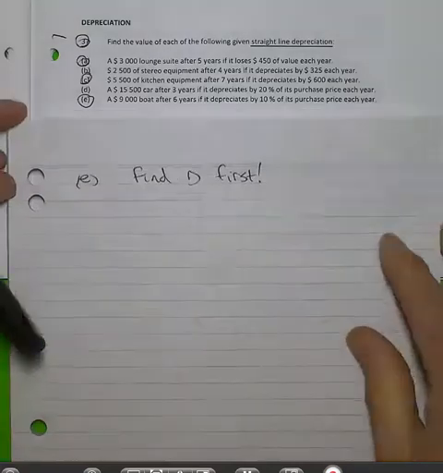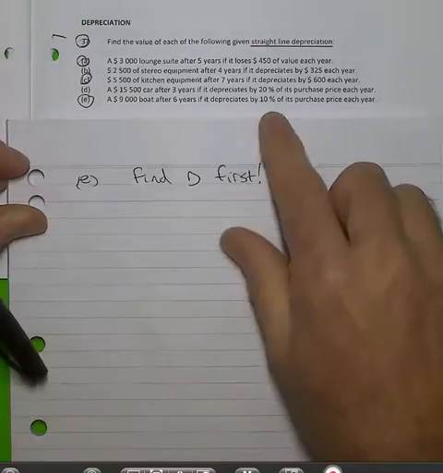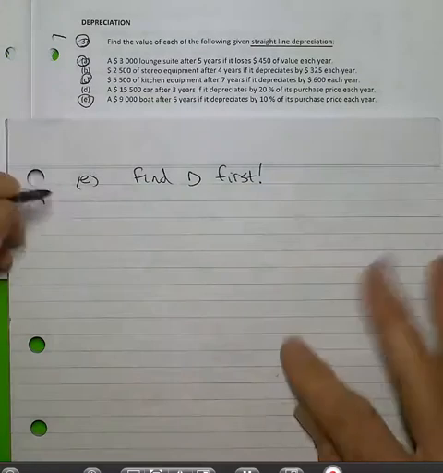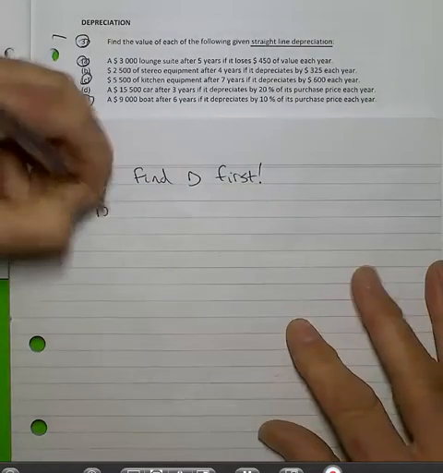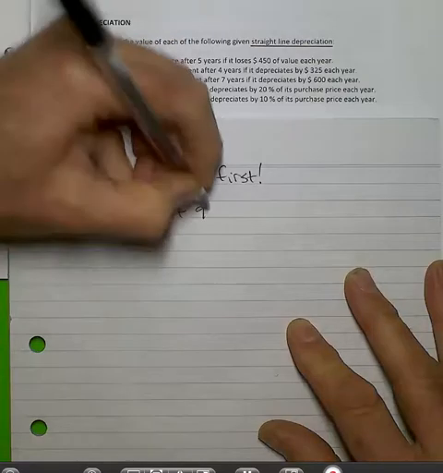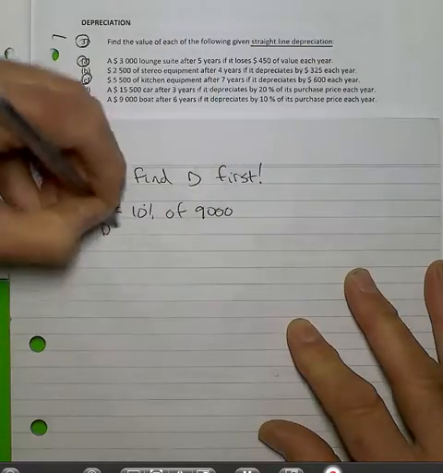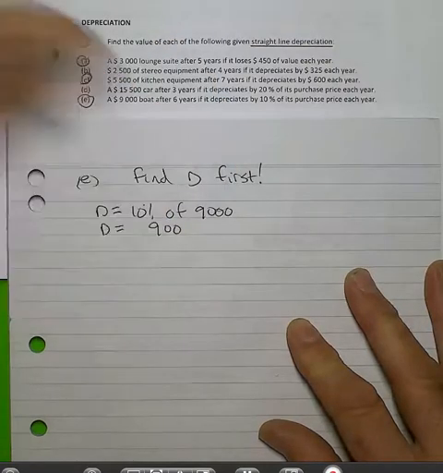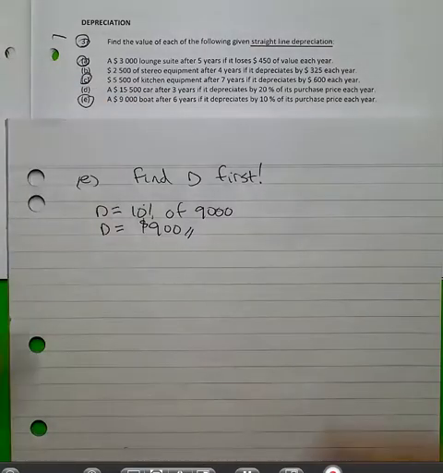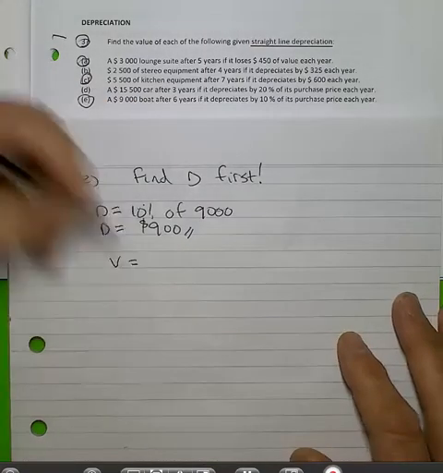When it comes to part E, I've got to find out what the 10% of the purchase price is. So I've got to find D first. So D in this instance is 10% of 9,000. D is equal to $900. Once I've got that, I can then just simply plug into the equation to find the value of the item after that depreciation.